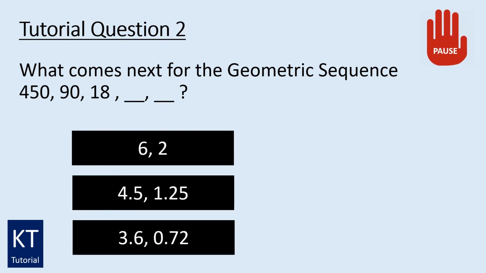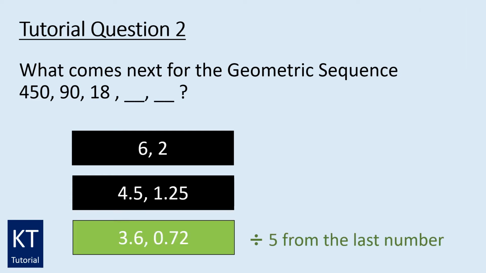Tutorial question 2. Do press the pause button as required. What comes next for the geometric sequence 450, 90, 18? By dividing by 5, the 4th and 5th terms are 3.6 and 0.72. This question is also meant to show that the sequence can be ascending, or in this case, descending order.